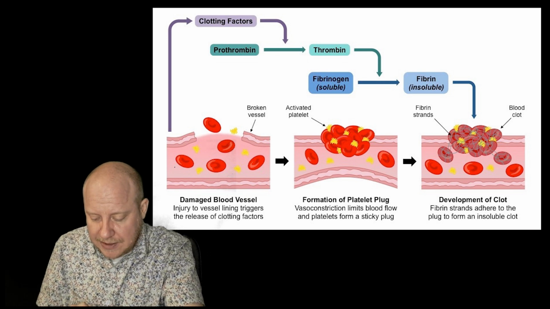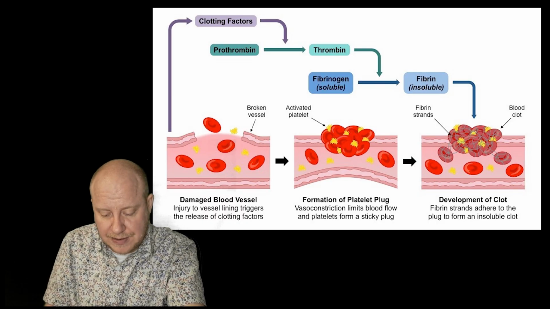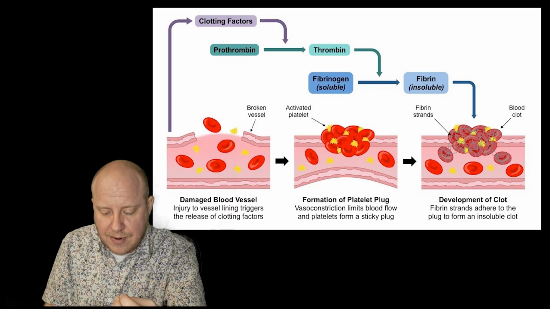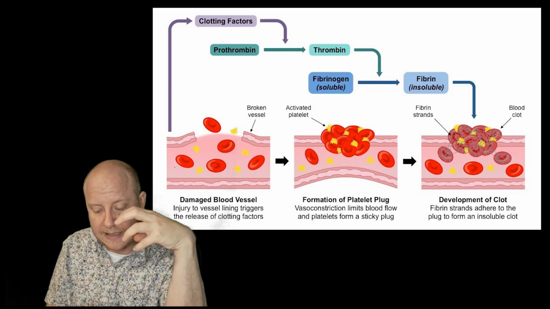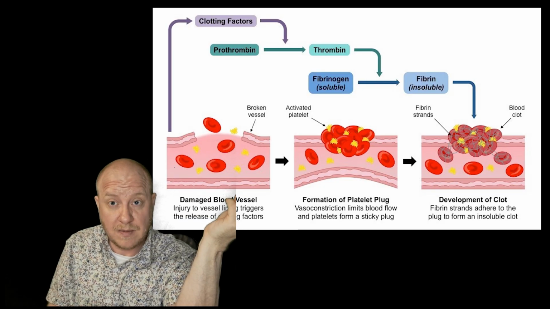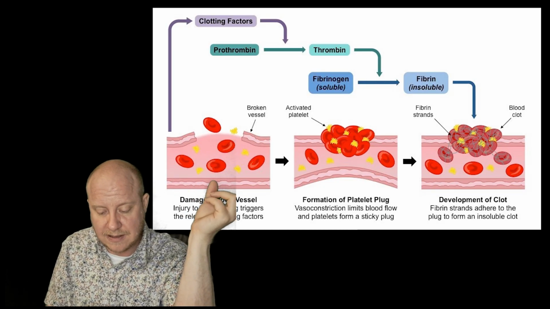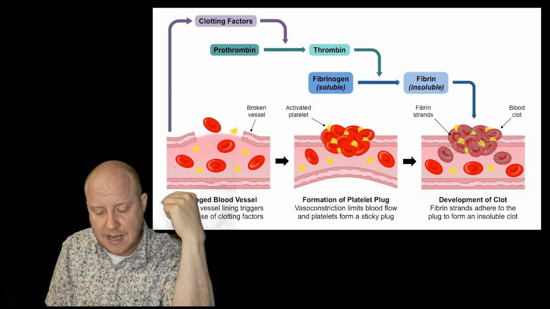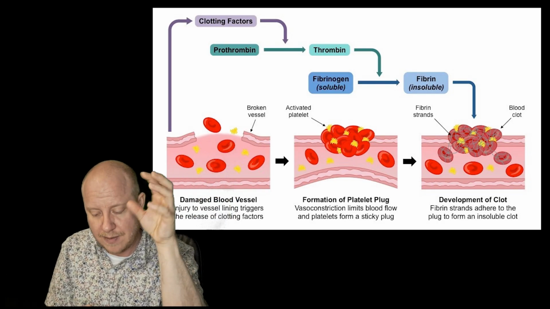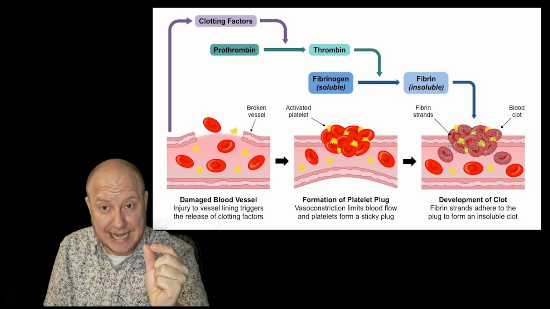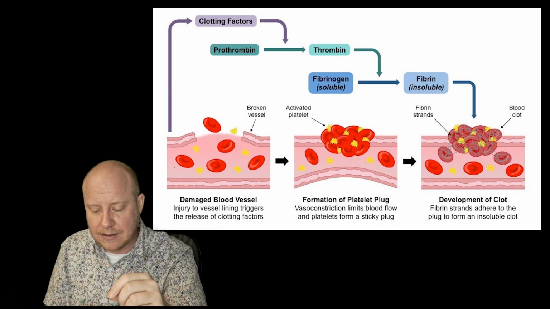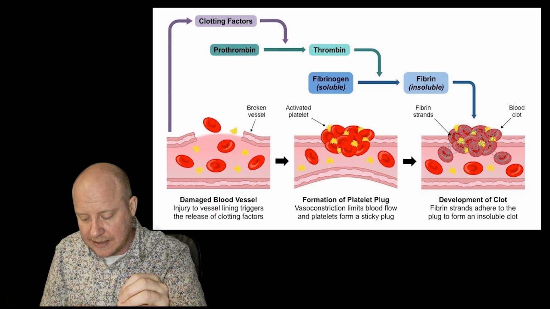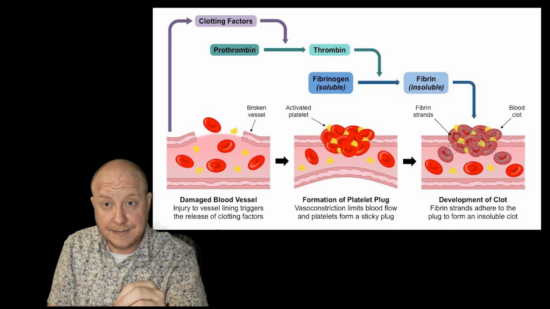The damaged tissue and platelets release chemicals called clotting factors that convert prothrombin to thrombin. So prothrombin is always in the blood, and when these clotting factors, you need to know that term as well, are released by damaged tissue and by platelets, they convert prothrombin to thrombin. And thrombin is an active enzyme that catalyzes the conversion of soluble fibrinogen into the relatively insoluble fibrin.